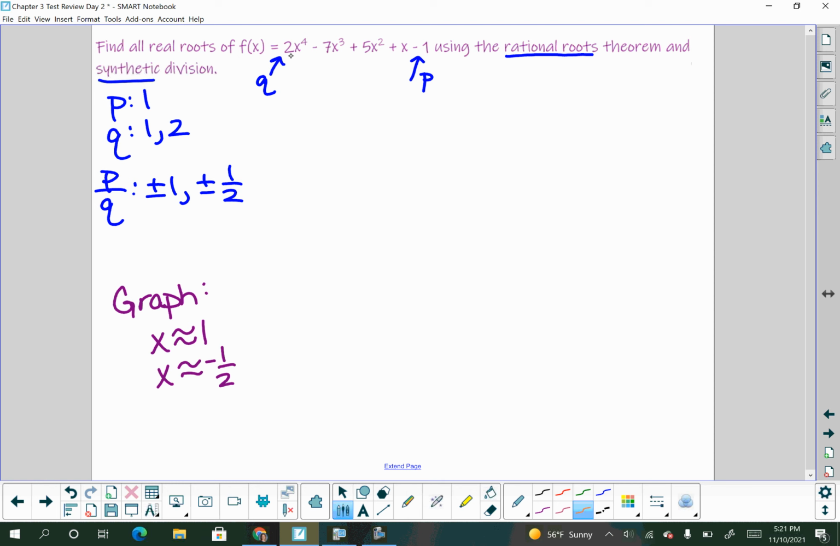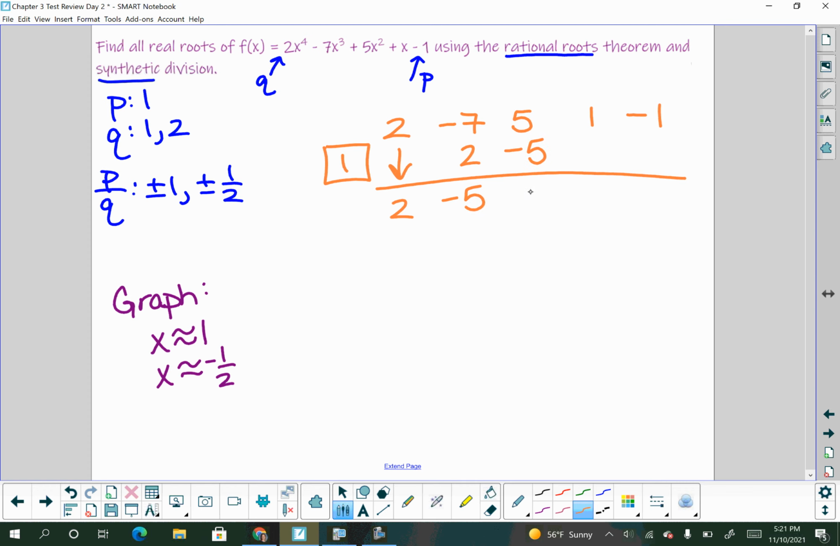Setting up your synthetic division, make sure you're not missing any powers, which we're not in this case. So we're just going to put our coefficients 2, negative 7, 5, 1, and negative 1. And then let's try 1 first. Bring my first term down, multiply, add, multiply, add, multiply, add, multiply, add. Perfect. So 1 is my first answer.